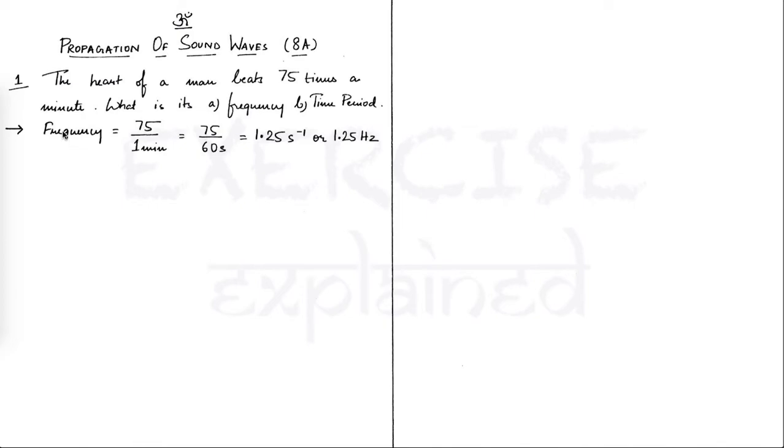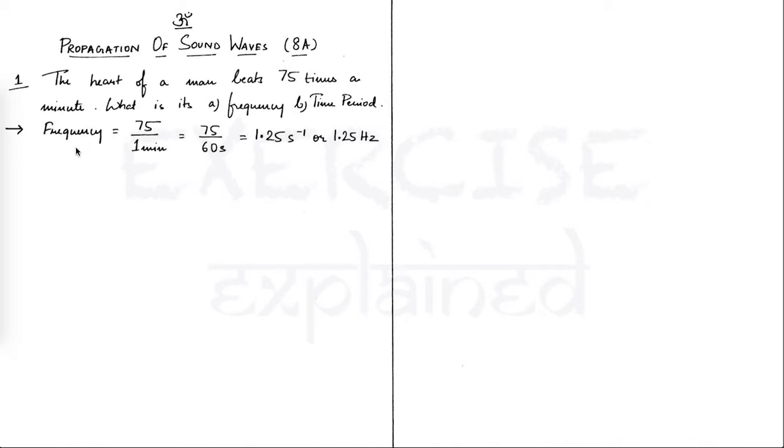So for finding frequency, I write it as number of vibrations divided by time. Now time I need to convert it to seconds. So we get it as 75 divided by 60 seconds. So 75 by 60 gives me 1.25 second inverse, which is nothing but 1.25 hertz. So second inverse can be written as hertz. Hertz is the SI unit of frequency.